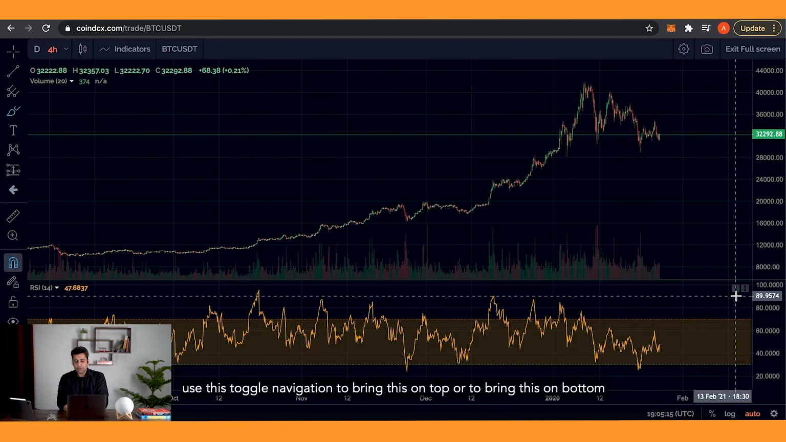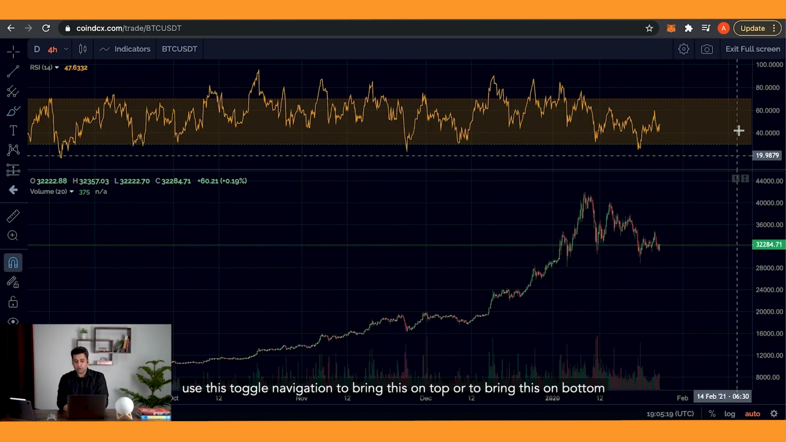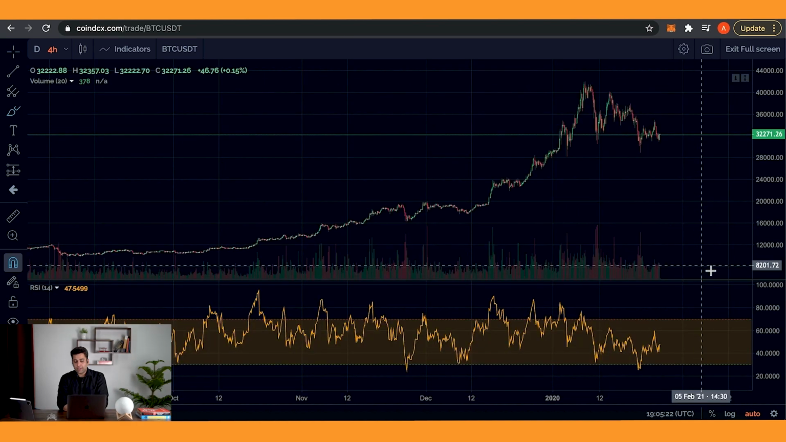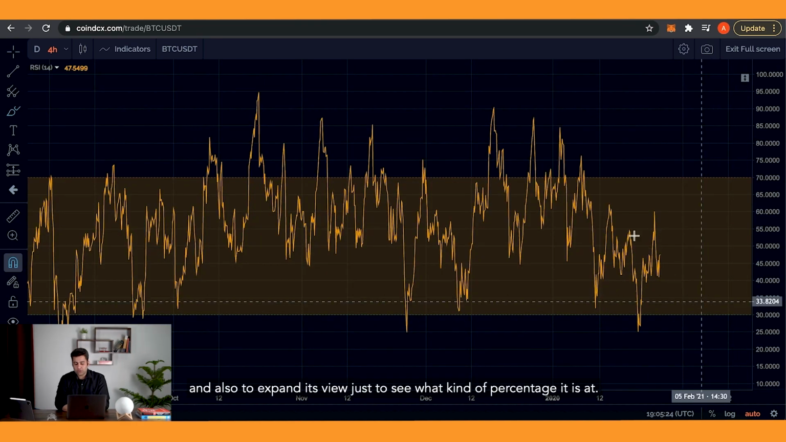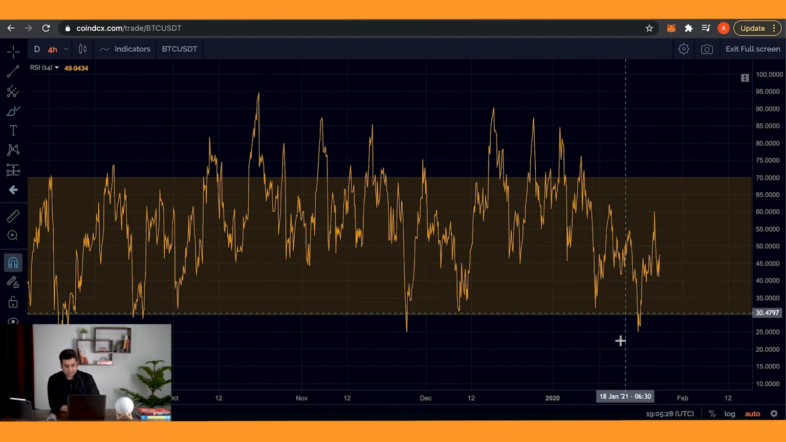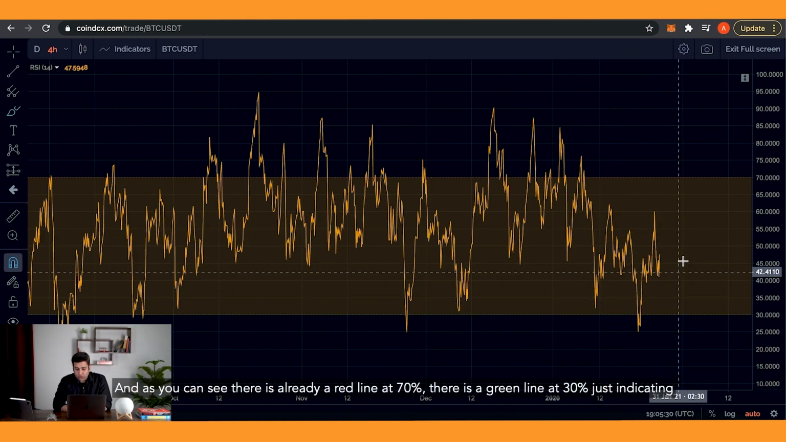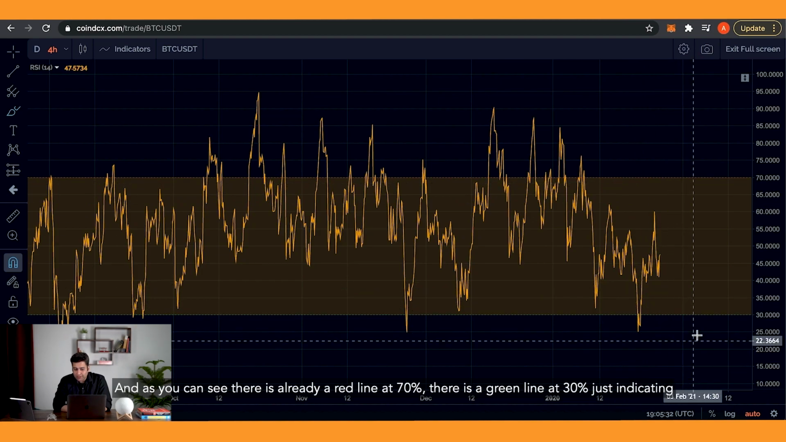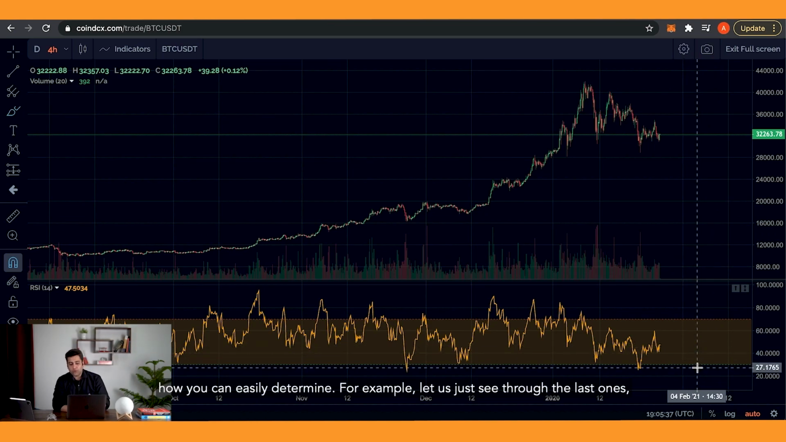You can use this toggle navigation to bring this on top or to bring this in bottom, and also to expand its view just to see what kind of percentage it's really at. And as you can see, there is already a red line at 70% and a green line at 30%, just indicating how you can easily determine it.